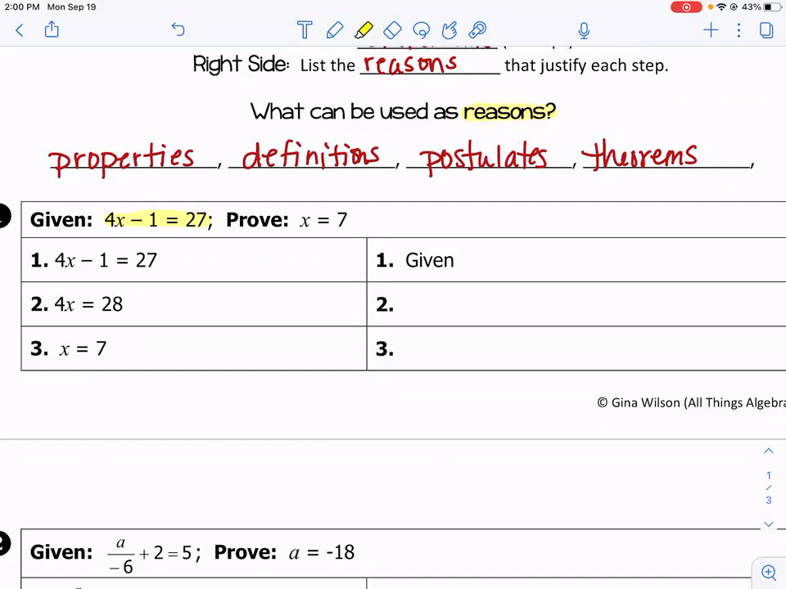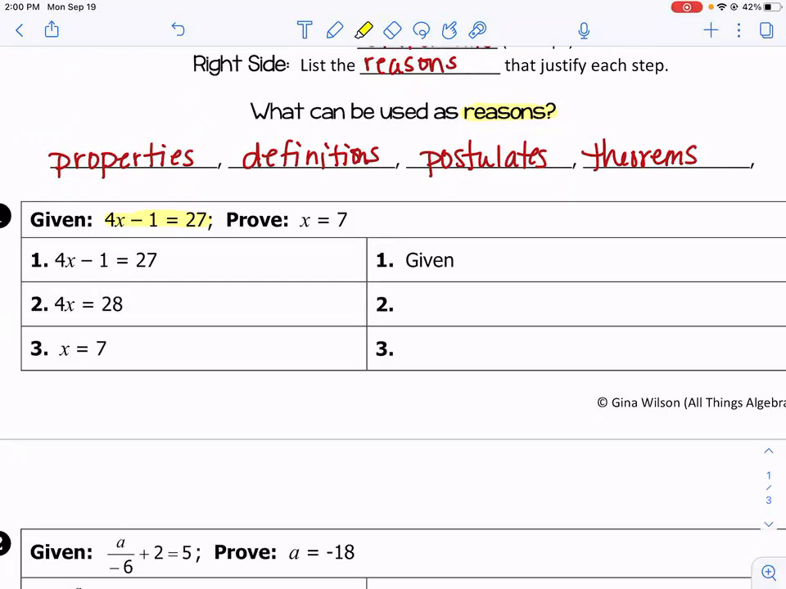So the very first thing you're going to do is write what the given was, and your reason is given. Then you're going to go to the next step. Now I've already done the next step for you, but I need you to raise your hand and tell me what happened from step 1 to step 2. Emily.